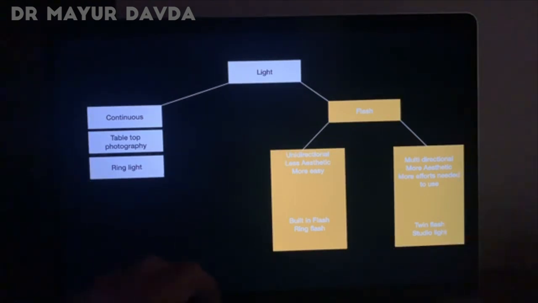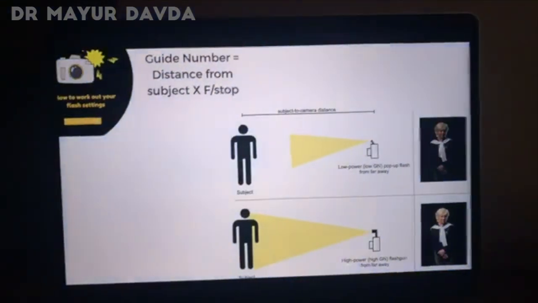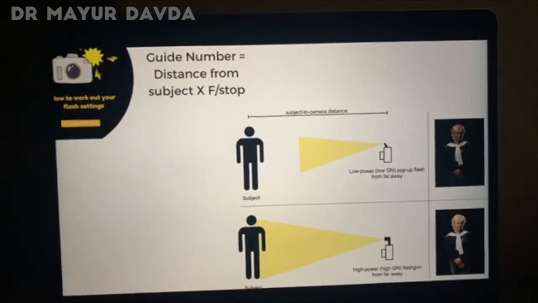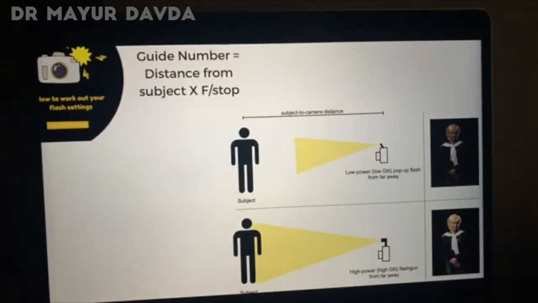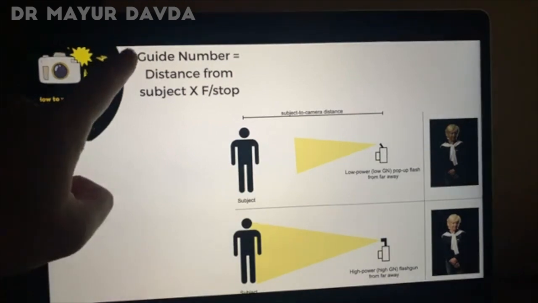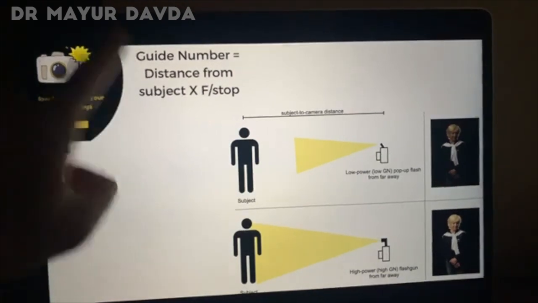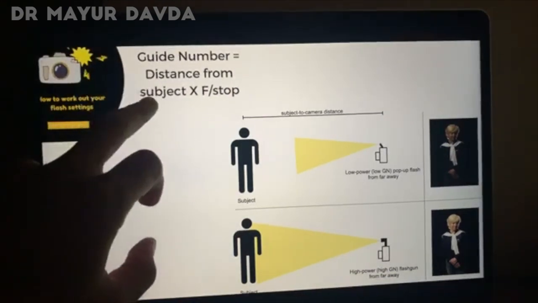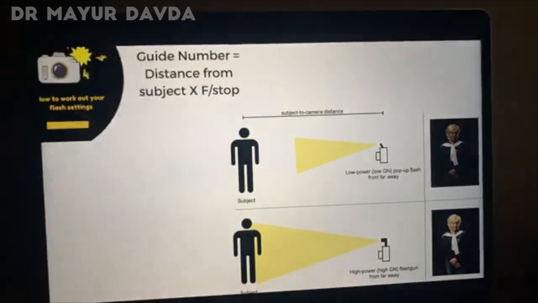Before we talk about any flash, we need to understand this very clearly. Please try and understand this concept, because it's a very important concept. The power of any flash is decided by its guide number. How do we calculate the guide number of a flash? Guide number is equal to the distance from the subject multiplied by the f-stop, or the f number kept on our camera.